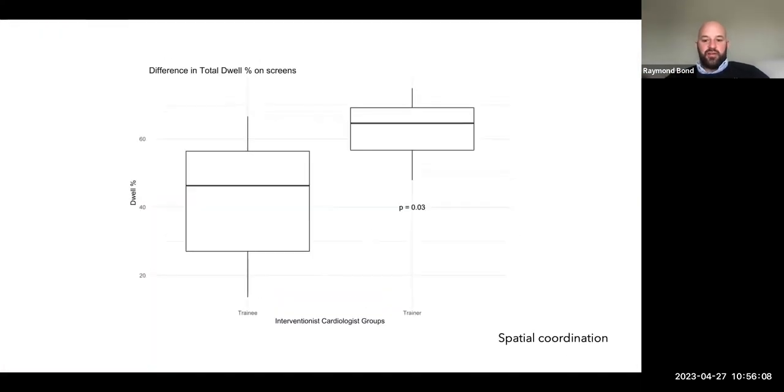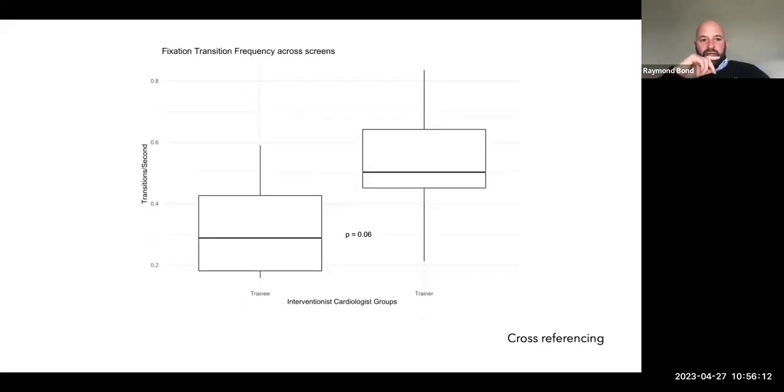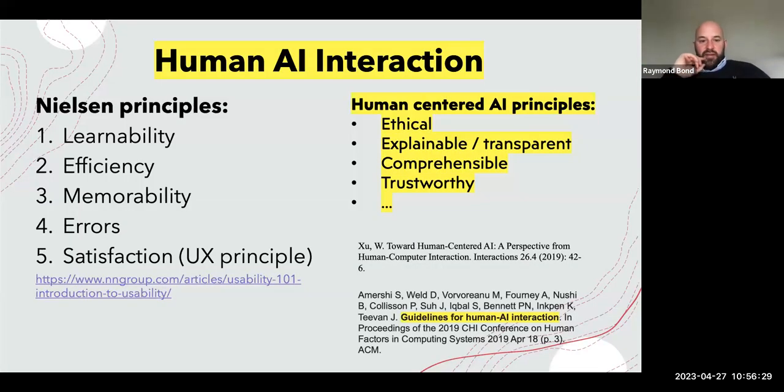And of course, we also find that experts have greater transition frequency across the different screens. You might have the angiography screen and you might have the vital signs screen, and the experts cross-reference more often or more frequently across those screens when compared to the novices.